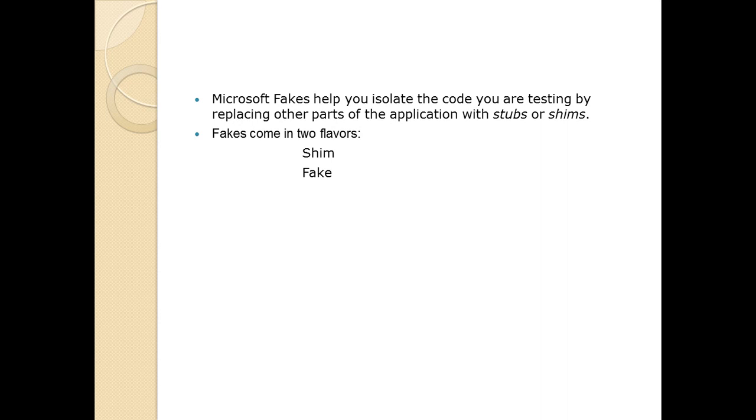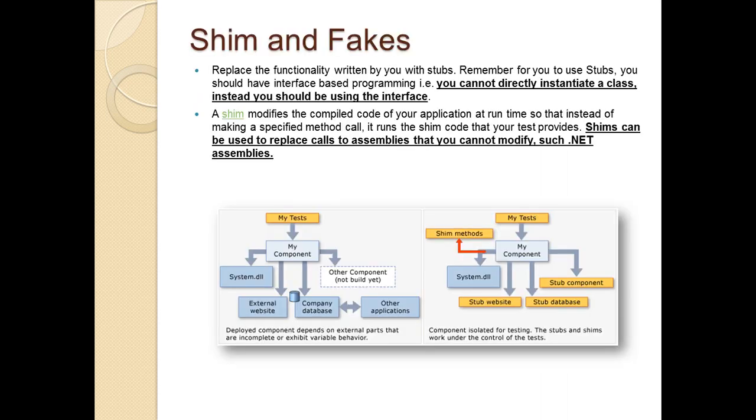In Visual Studio, we can achieve this functionality using the shim or fake framework. So let's first discuss what a shim and a stub are. A stub is about a local DLL reference or a library, which has to be an interface type. You cannot directly instantiate a class; instead, you should use the interface. This is the basic idea of a stub, but compared to the shim, a stub is very effective.